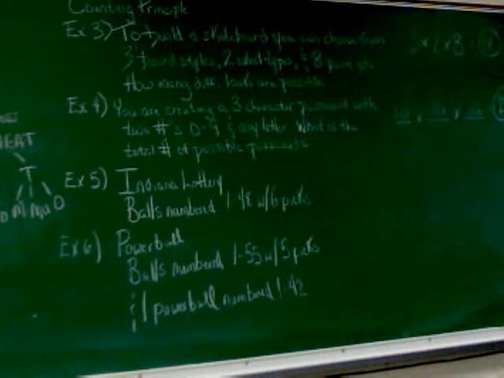Okay, let's try some real probabilities here. The Indiana lottery. In the Indiana lottery, there are balls numbered 1 to 48 in a hopper, and there are 6 picks that have to be made.